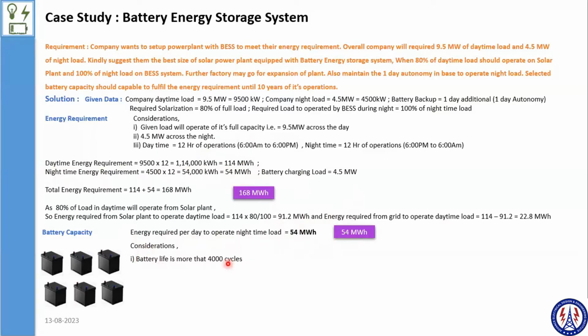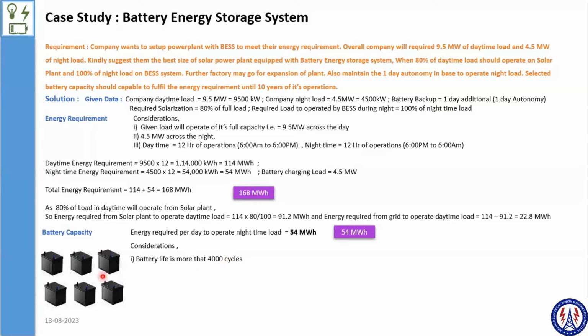Now we have a few considerations because we are selecting the battery right now, defining the battery capacity. When we reach out to the battery manufacturer and ask, I need to store 54 megawatt hour of energy, suggest the right battery configuration, they will show you different battery configurations with respect to price and operating capabilities. You need to select one of them.